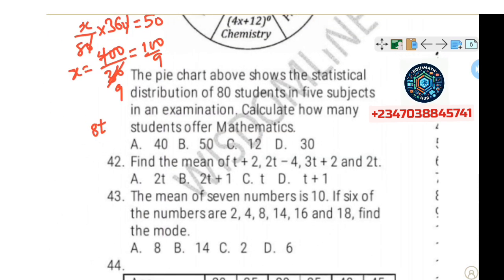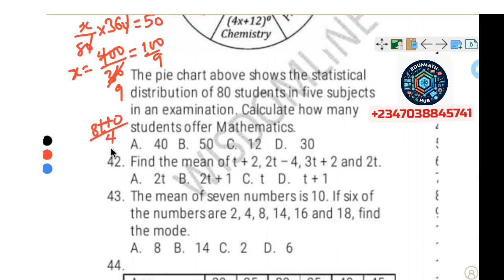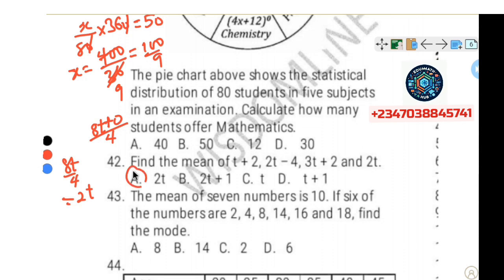So 8t plus 0, then divided by how many numbers are there? 4. So you have 8t divided by 4, which will give us 2t. So the mean is 2t.